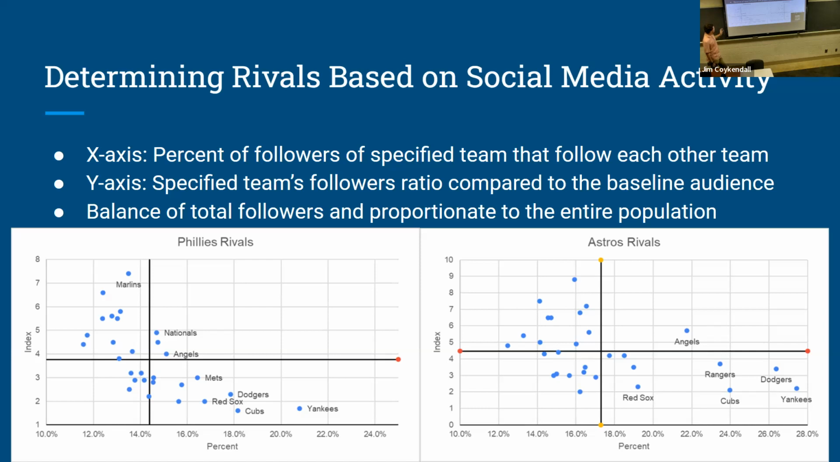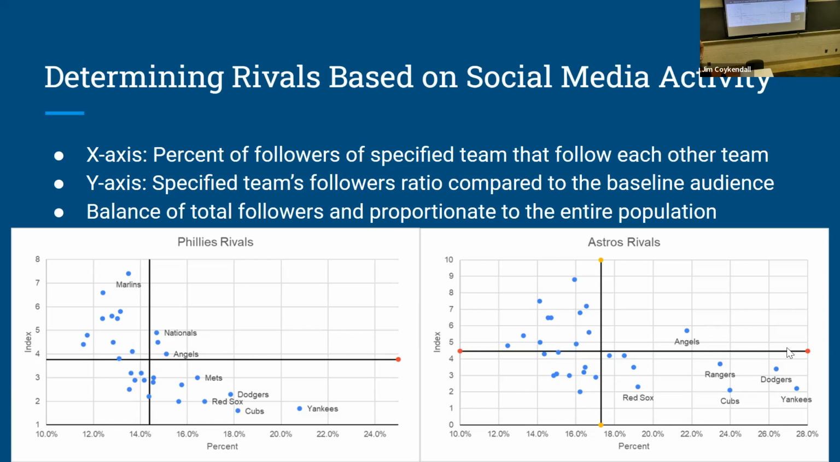These plots provide a balance of total followers and proportion to the entire population. A lot of smaller teams don't have as many followers, but compared to the rest of the overall group in the MLB, it can still be considered a lot. These lines are averages for each axis, and we're looking for teams that are far from the origin. You want teams that are out there to really determine who your rivals are.